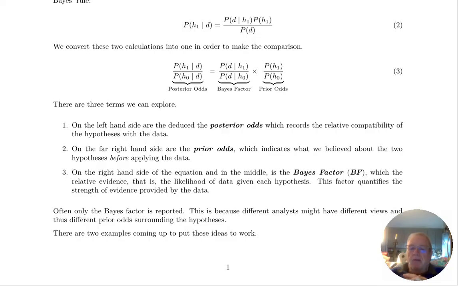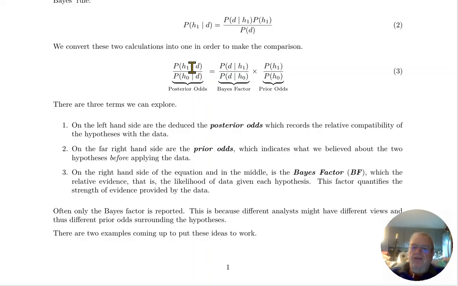On the far right, we have prior odds. This is what we believe about the two hypotheses, one versus the other, in odds form, which is a ratio form, 3 to 1, for example, or 1 in 3 even, before applying the data. And then in the middle, we have the Bayes factor, which is the relative evidence. So we have relative beliefs times relative evidence, giving us relative conclusions about the consistency of one versus the other.